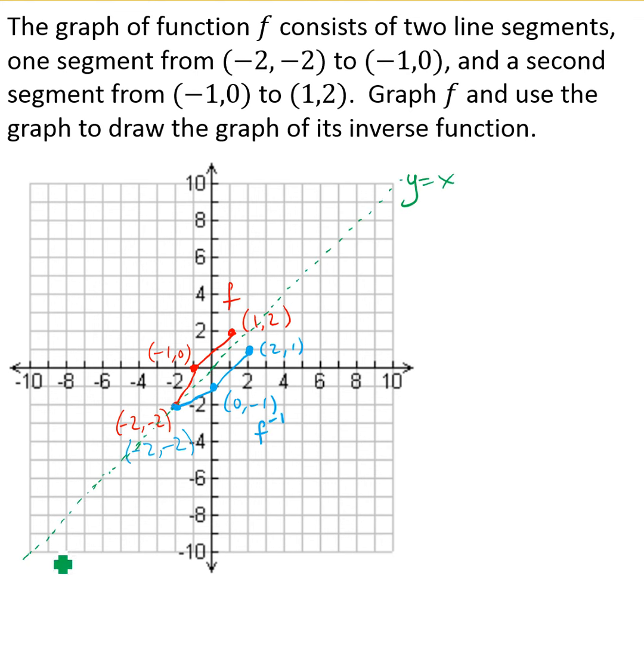Now I've gone ahead and sketched the line y equals x in there as a dashed line, because the graph of a function and its inverse are always reflections of each other over that line y equals x. So by putting that in there, hopefully we can see that these two graphs are mirror images of each other over that line. And that is true for any function and its inverse.